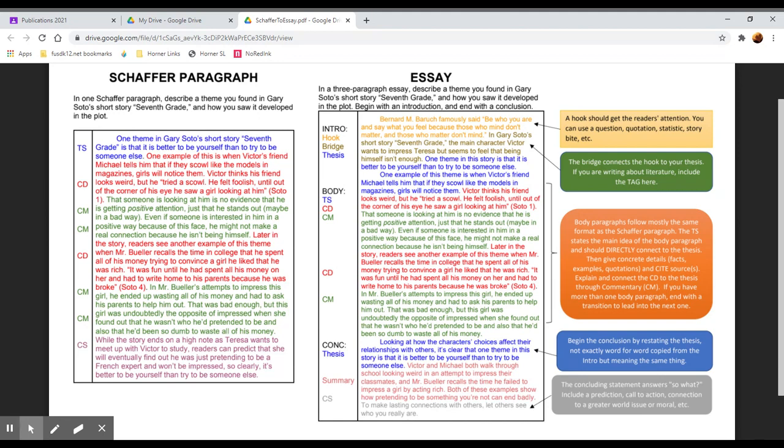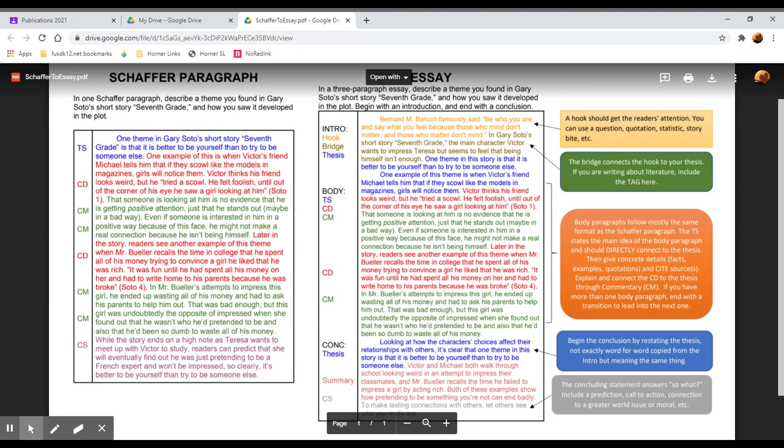Then, because this is a 2-chunk Schaefer paragraph, we have a second piece of evidence. Later in the story, readers see another example of this theme when Mr. Bueller recalls the time in college that he spent all of his money trying to convince a girl he liked that he was rich. It was fun until he had spent all his money on her and had to write home to his parents because he was broke. Soto 4. So again, we've given some context, paraphrased, quoted, and cited.